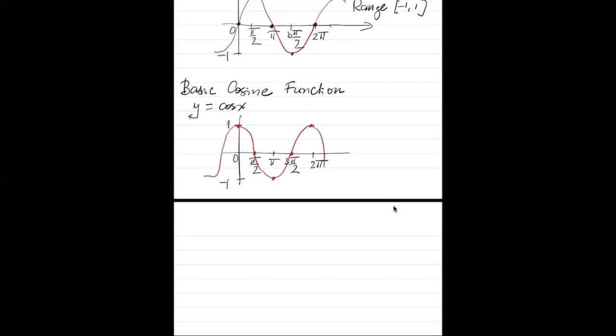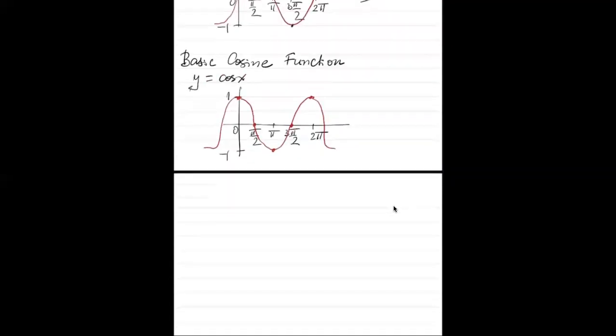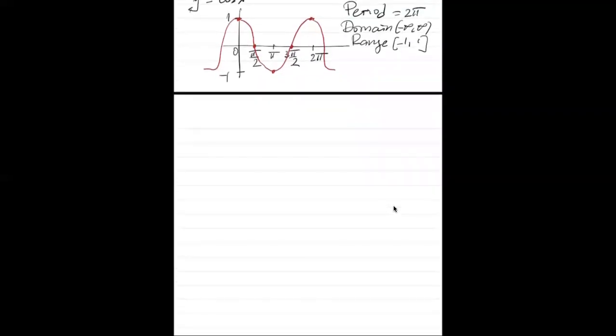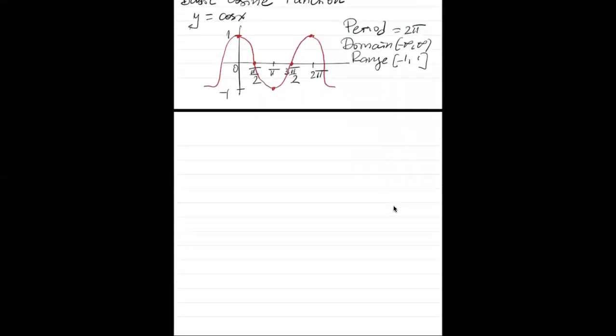And continue. And we're going to write down again here that the period is again 2 pi. This is the smallest length of a pattern repeating. The domain is all real numbers, and the range is the same, -1 to 1. Now we're going to learn how to graph sine and cosine functions that are transformations of those two.